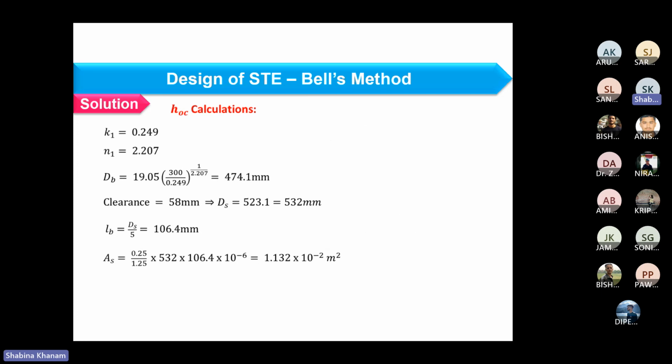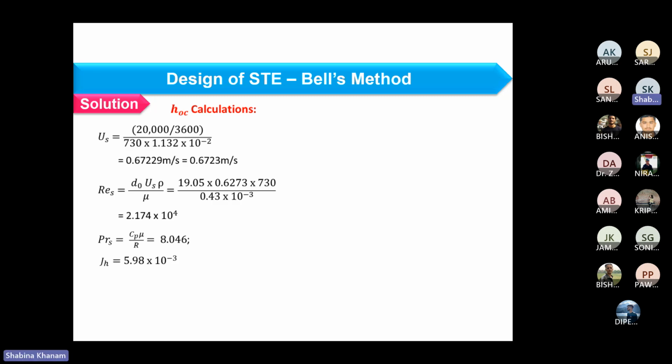Once I have the shell dia, we need to find out AS, where baffle spacing LB is required. That is DS by 5, so 106.4 you can calculate. DS by 5 is already given, so nothing to assume about that; you can consider that directly. So AS, that is the cross flow area, we can calculate like this.